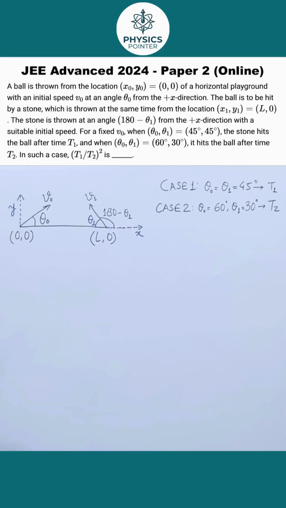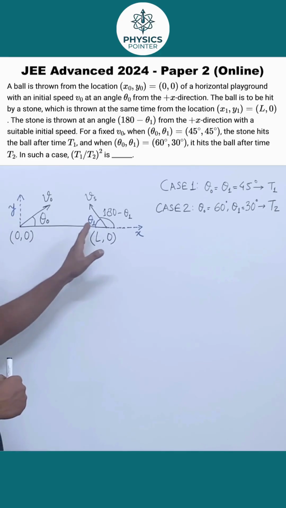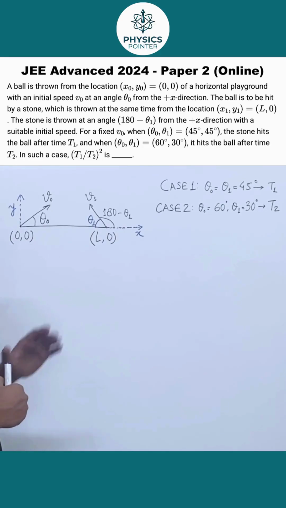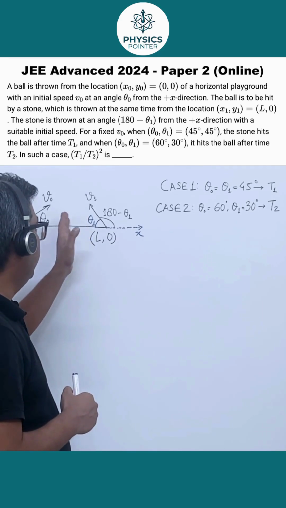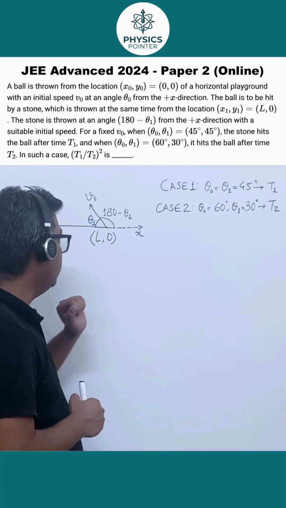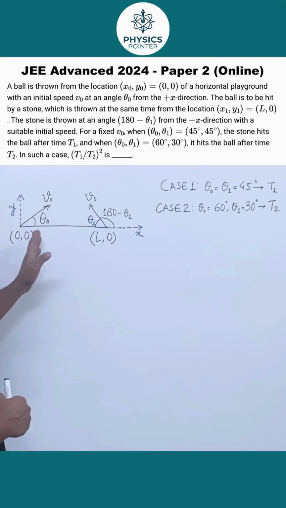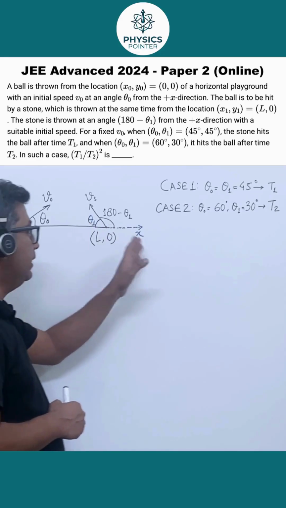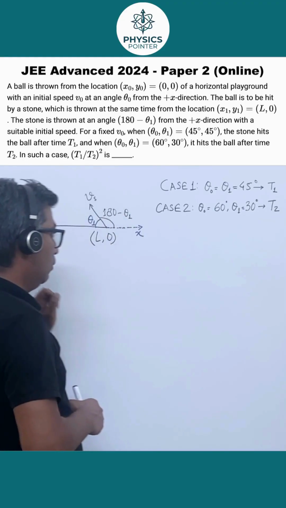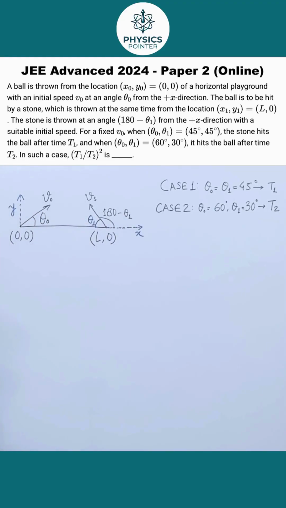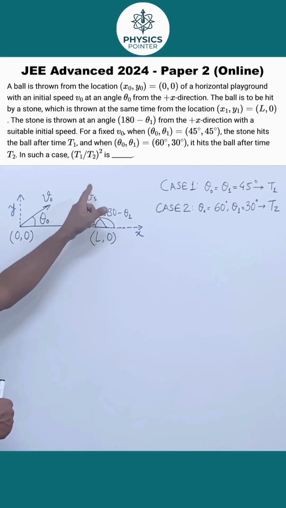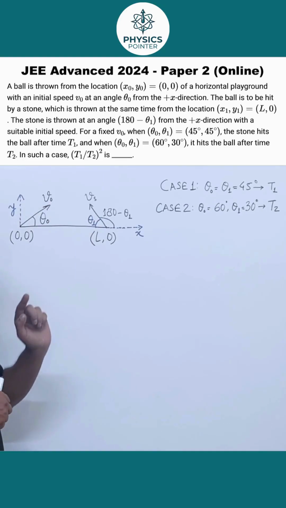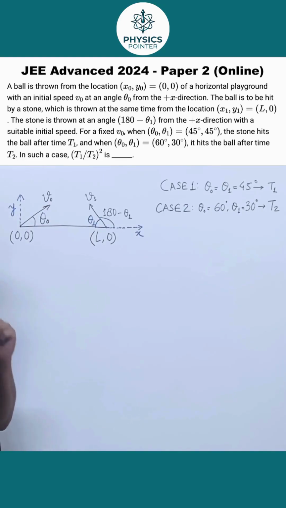There are two cases given. The first case says that theta naught and theta 1 both are 45 degrees and they hit each other at time t1, and case 2 says theta naught is equal to 60 degrees, theta 1 is equal to 30 degrees, and they hit at time t2. Only one thing is provided: v naught is a fixed value. That means in both cases vs might be different. Okay, now let's solve the problem.